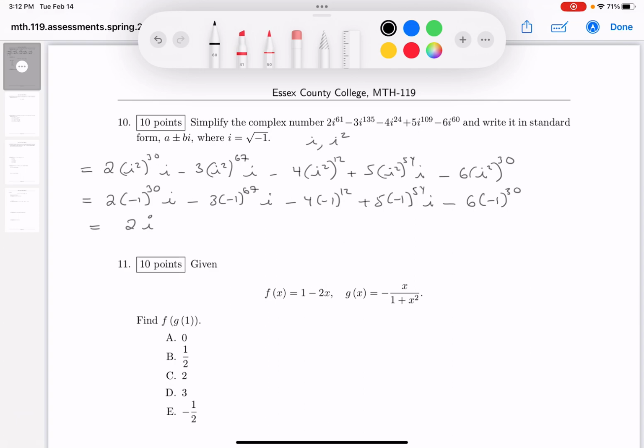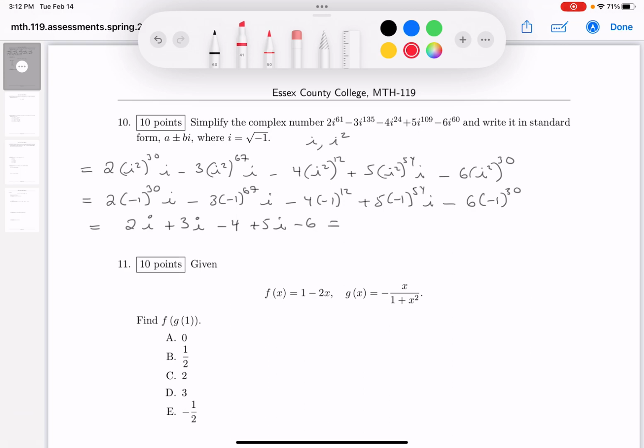Now, minus 1 to the 67th power is negative 1. So minus 3 times minus 1 is plus 3, so plus 3i. And what do you get there? Minus 1 to the 12th power is going to be 1, so you get minus 4 then. And let's see, minus 1 to the 54 is positive 1, so you get plus 5i. And then you're going to get minus 1 to the 30th, which is 1, so you get minus 6.